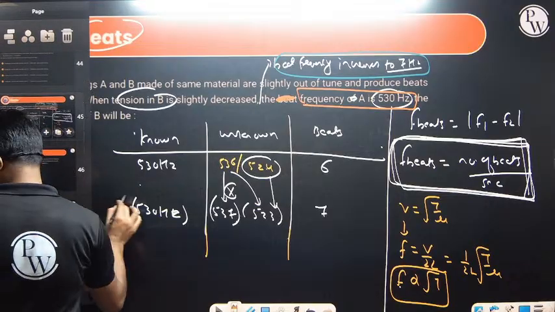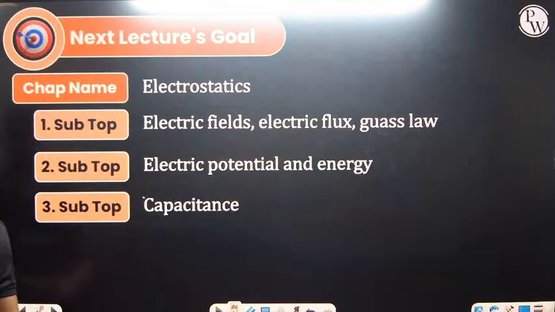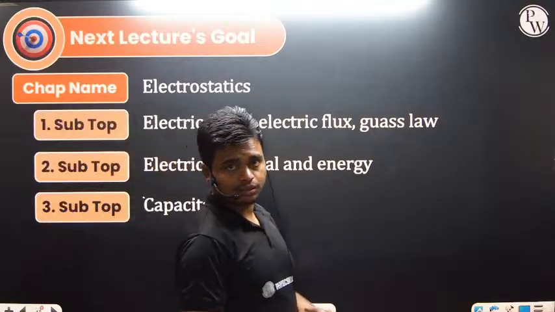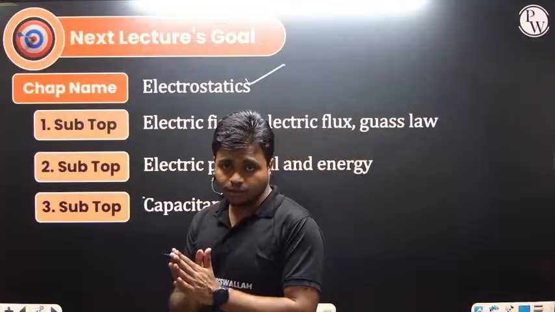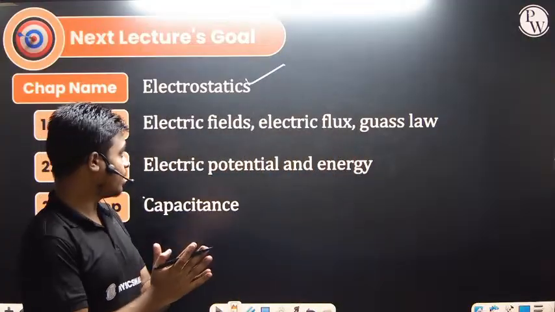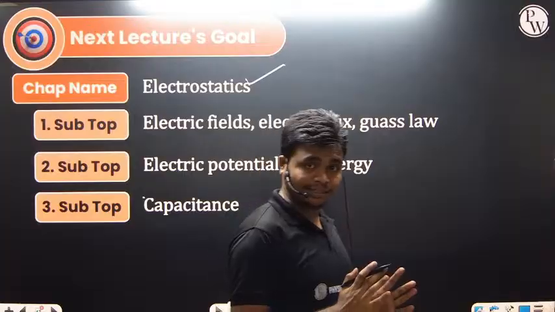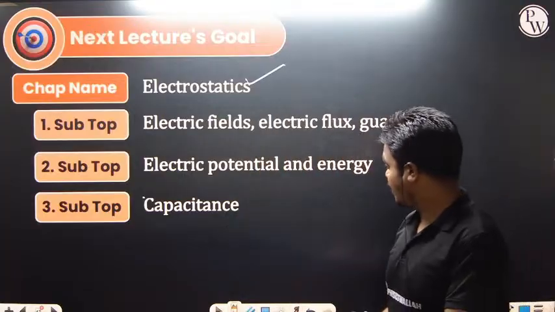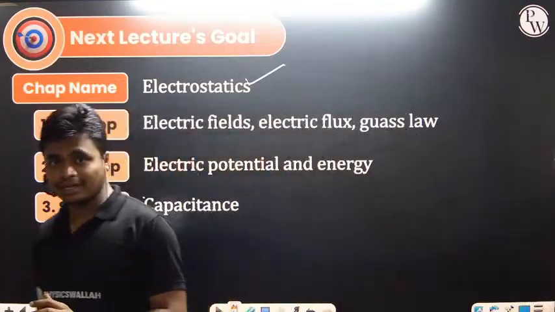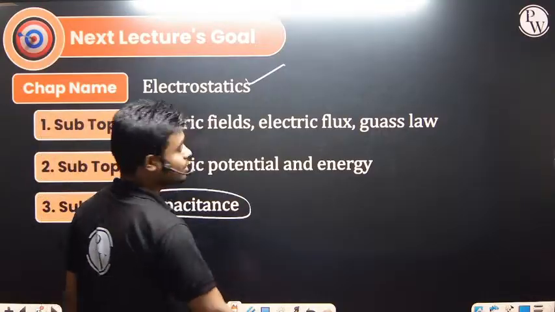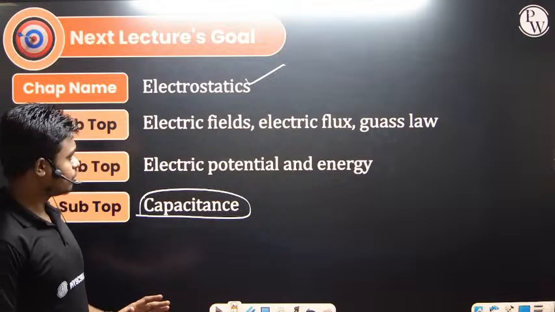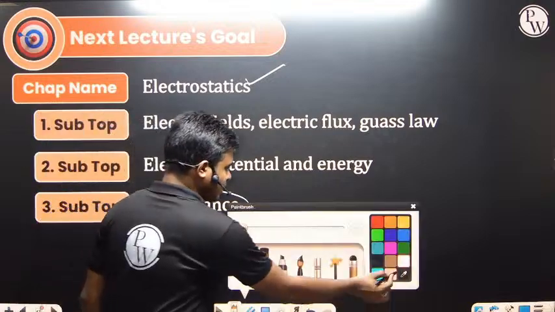So that's it for today. Tomorrow we'll be coming with a slightly bigger chapter, electrostatics. In it we'll discuss Coulomb's law, electric field, electric flux and Gauss law and their applications. Then we have electric potential and potential energy, and we might also discuss capacitance in this electrostatics tomorrow.